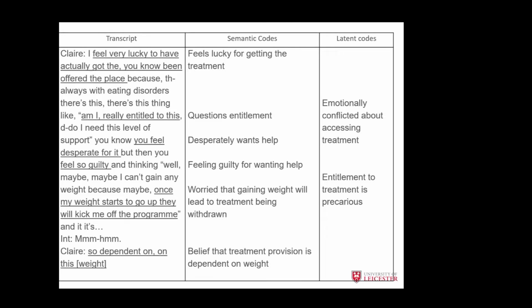Then in the latent codes, as a researcher, we're starting to think a little bit more about what's going on. So we can see that Claire's talking about different emotions. She feels lucky, she desperately wants help, but she also feels guilty. So a latent code might be being emotionally conflicted about accessing treatment. And then in the second part, we might be looking at the fact that she's worried about treatment being withdrawn, and we might code that as a latent code of feeling that entitlement to treatment is precarious. So they allow us to do a little bit more interpretation.